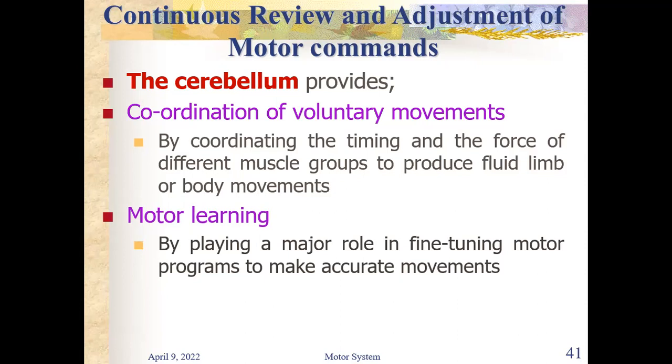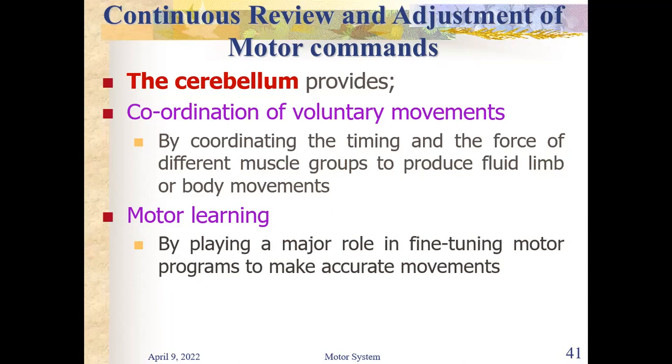The cerebellum is there collecting feedback from the spinal cerebellum. The spinal cerebellum carries sensations from the muscle spindles, the proprioceptors located in the joints, the Golgi tendon organs. So the cerebellum provides coordination of voluntary movements and also plays a role in motor learning. The spinal cerebellum especially. So motor learning, by playing a major role in fine-tuning motor programs to make accurate movements.